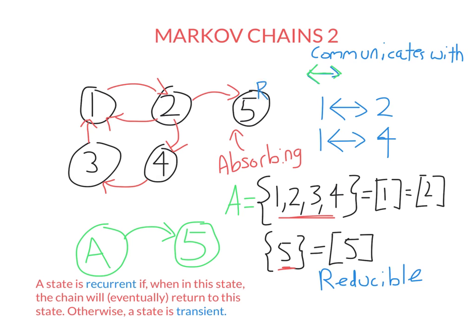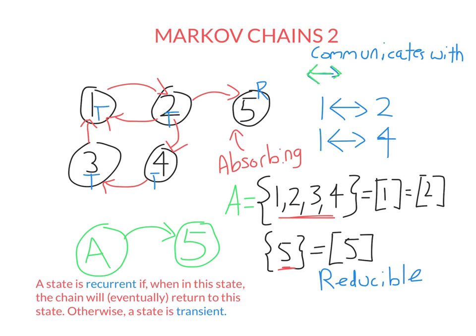So if you're in state 5, you're going to stay there. So you're going to stay there the next time and the time after that and so on. It turns out all of these states here, 1, 2, 3, 4, are transient. So the reason is that if you're in any of those states, you may end up going to state 5 and never return. So if you're in state 4, you might go to state 3, then state 1, then state 2, then state 5. And if you get in state 5, you'll never return.